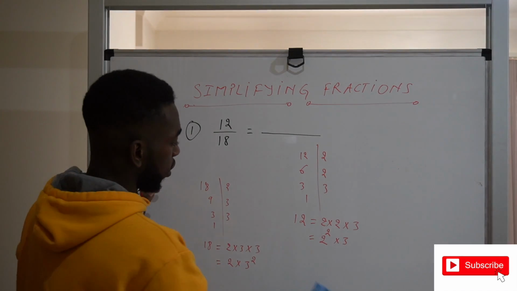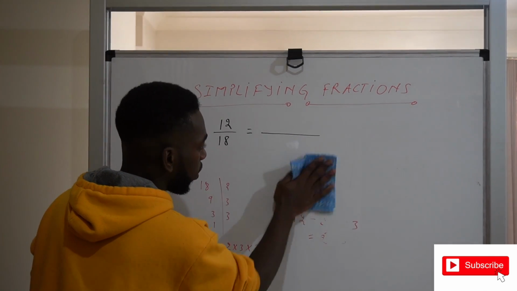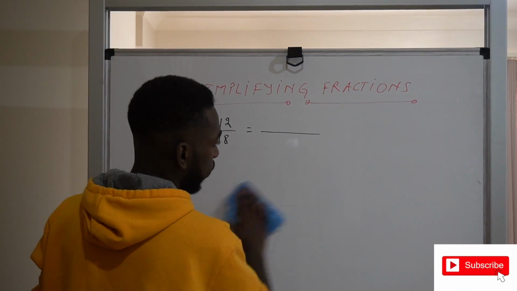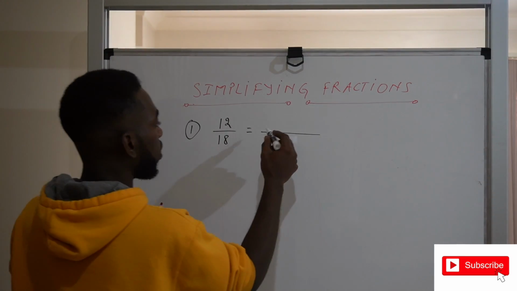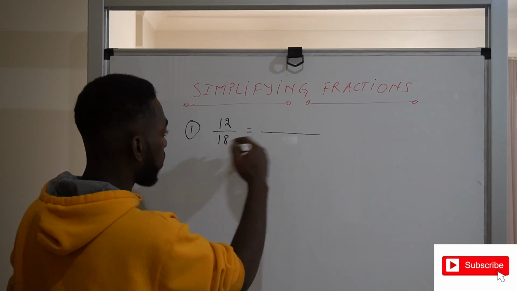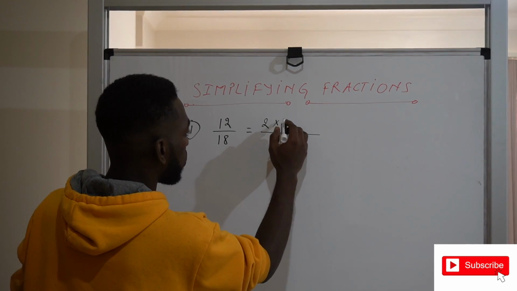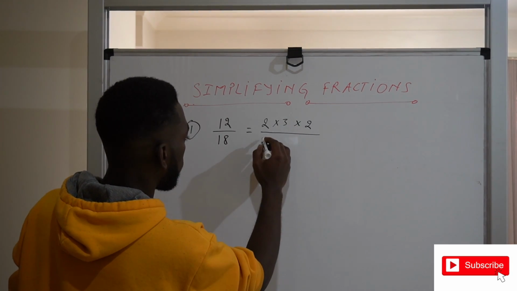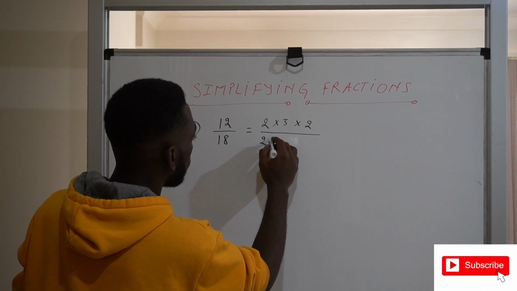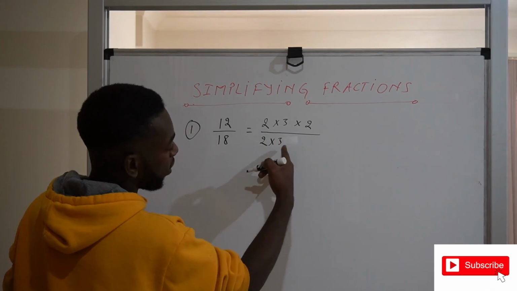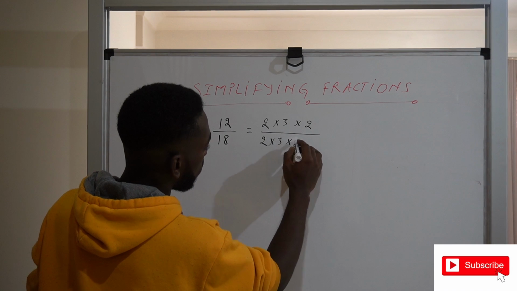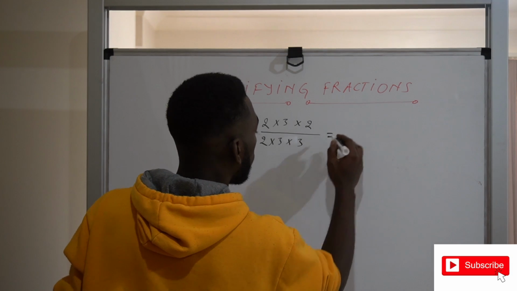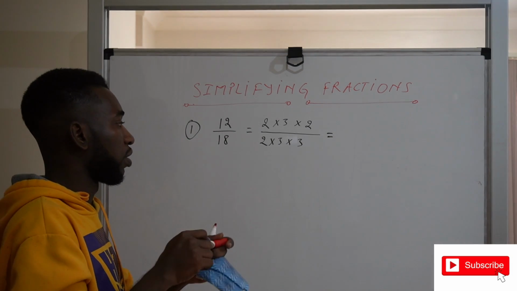So what you then do is wrap this up. I'm going to write it for you. What you have here is 2 times 3, because 2 times 3 is 6, times 2 is 12. And here you have 2 times 3 times 3, because 2 times 3 is 6 and 6 times 3 is 18. This is the most important part, because we have got the factors in this way.